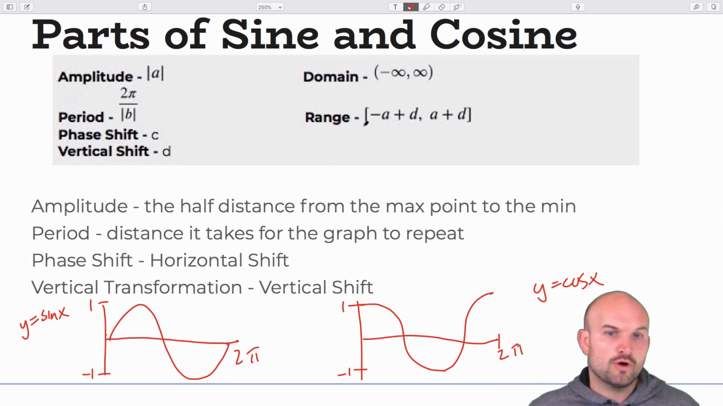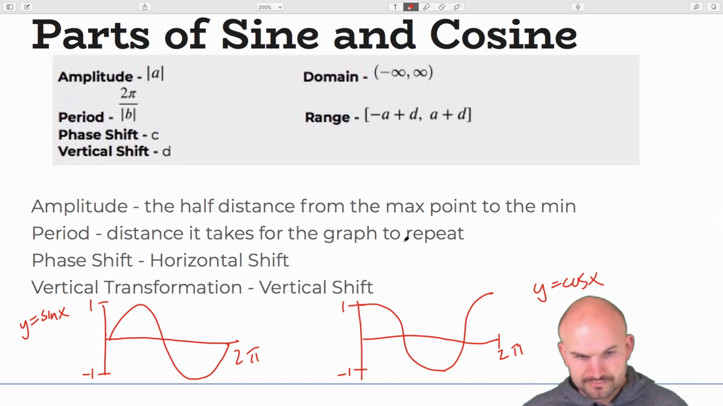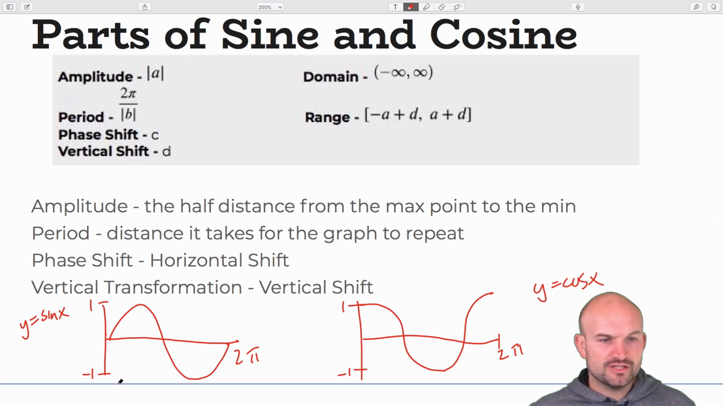We know the domain is all real numbers. And then the range, I have this formula. I tell students, you can memorize the range formula if you want to. But again, look at the range here. For sine and cosine, it's -1 to 1, right?